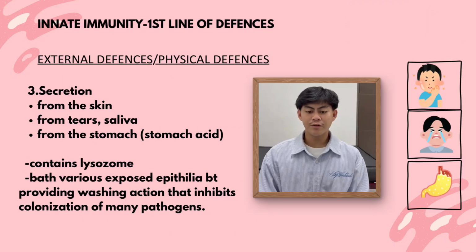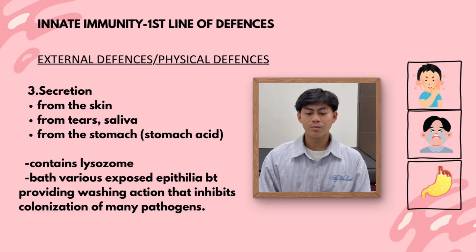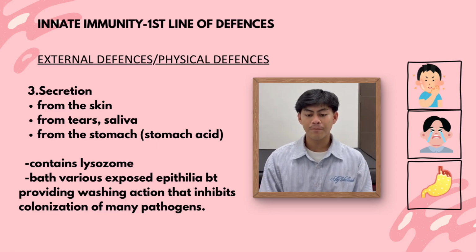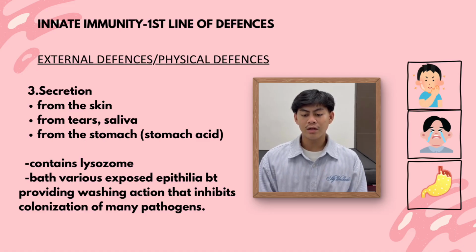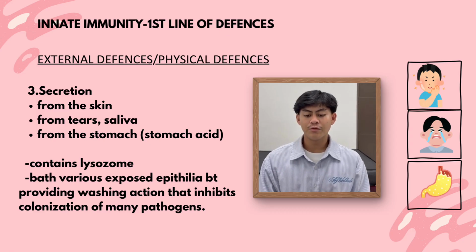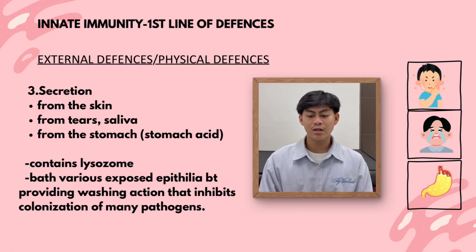The last external defense for innate immunity is secretion. Body secretions create an environment that is hostile to many pathogens. It contains lysozyme, which destroys the cell walls of susceptible bacteria. It bathes various exposed epithelia by providing a washing action that inhibits colonization by fungi and bacteria. In the trachea, ciliated epithelial cells sweep mucus and any entrapped microbes upward, preventing the microbes from entering the lungs.